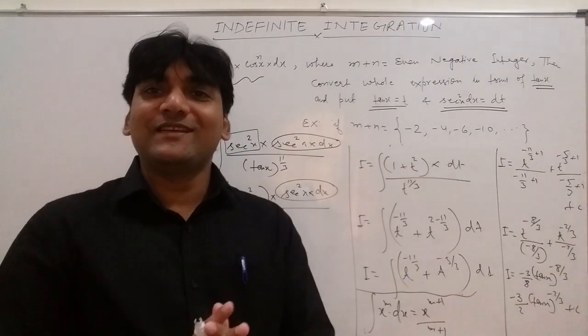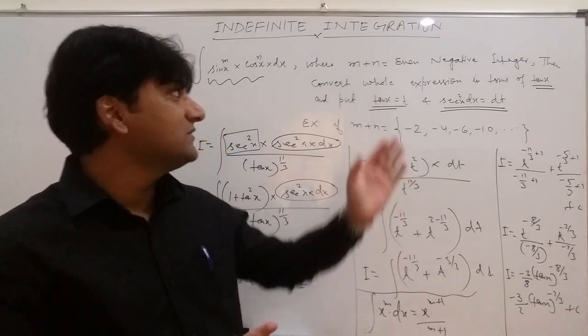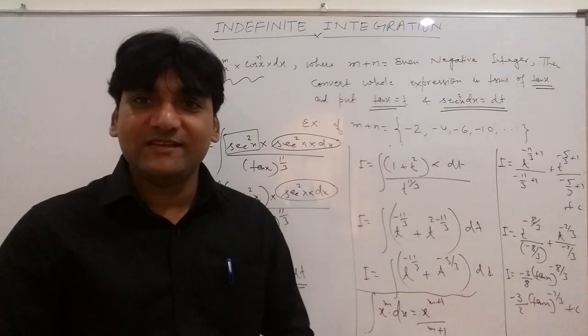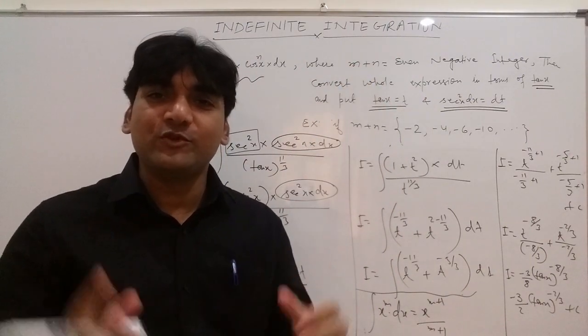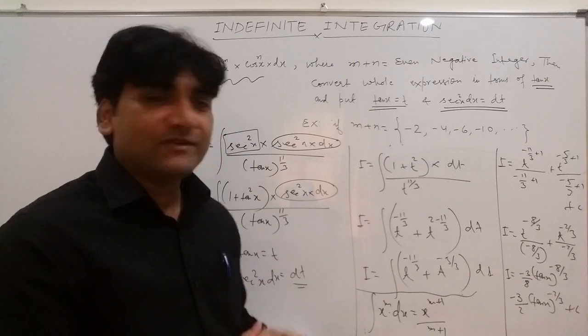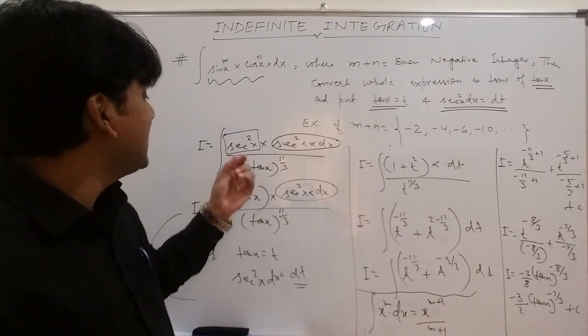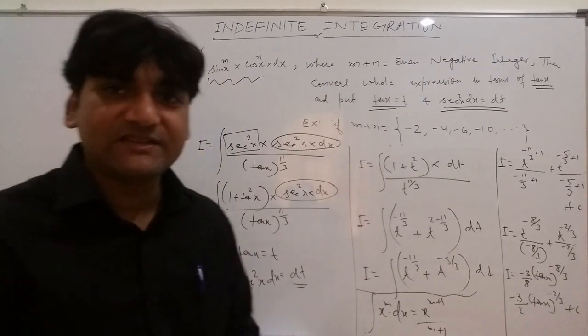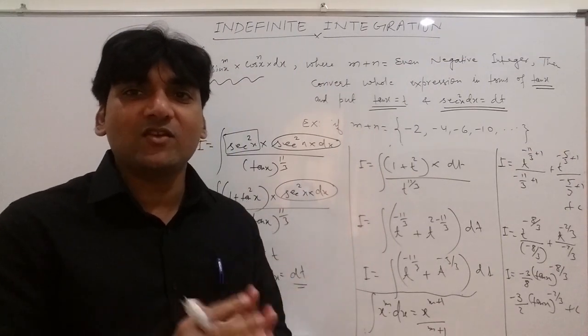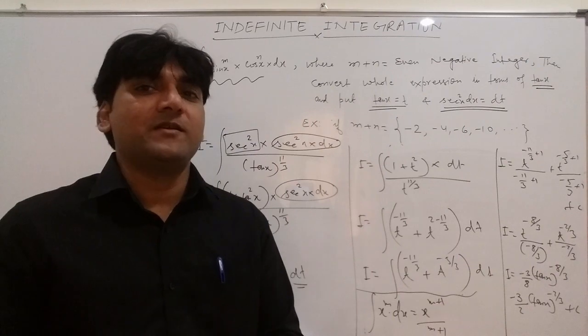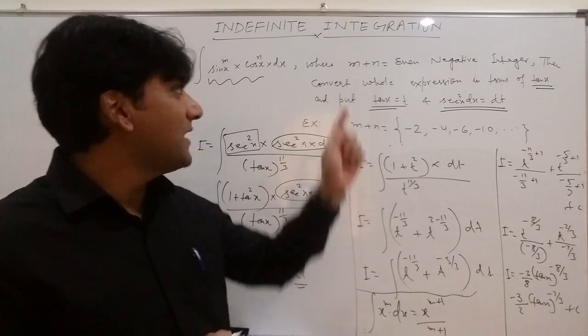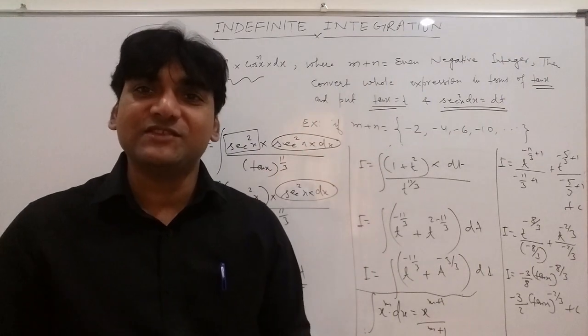So you have seen the application of this concept, m plus n is an even negative integer. I hope you have understood this concept. Whenever you get this kind of question where sin x and cos x are there, then you can convert sin and cos in terms of tan, but be careful, m plus n must be a negative even integer.